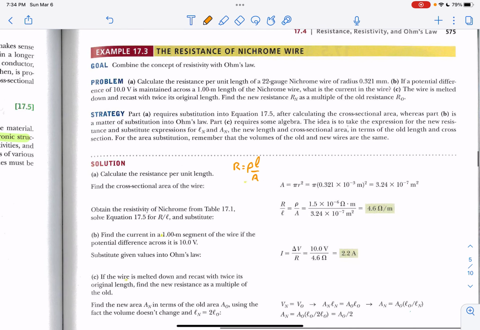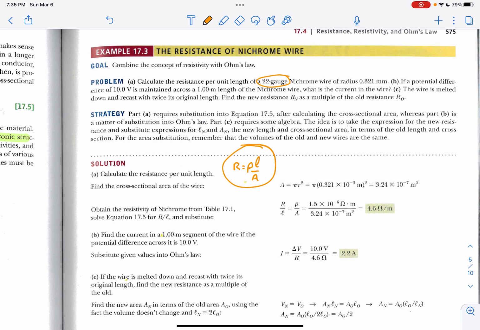Now, if we do a math problem, and we begin with the equation for resistivity, our goal here is to calculate the resistance per unit length of a 22 gauge nichrome wire. Now you can go online and find the diameter of 22 gauge. Gauge is a measure of thickness. And interestingly enough, and weird enough, the bigger the number, the skinnier the wire. So 22 gauge would be much skinnier or thinner, smaller diameter, than say 10 or 12 gauge.